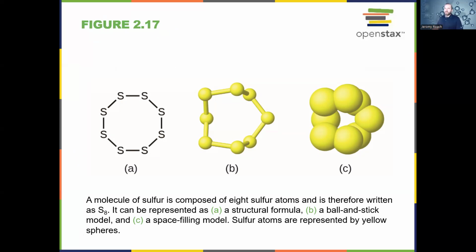This is what a sulfur molecule would look like with 8 sulfur atoms. A shows us the structural formula showing a ring of sulfur atoms. B is the ball and stick model, and C is the space-filling model. Each of these yellow spheres represents a sulfur atom. And sulfur exists in this form because it's in its most stable state this way.